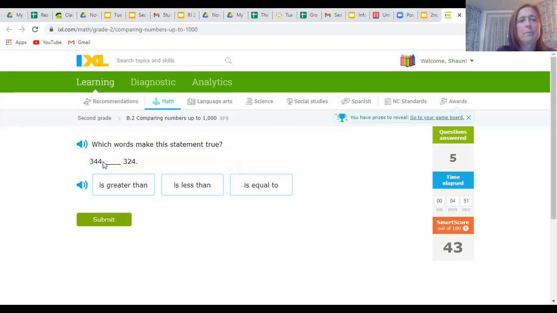All right, one more. Which words make this statement true? 344 and 324. Again, we look at the hundreds place. They both have 3 groups of 100. Then we look at the tens place. This has 4 groups of 10. This has 2 groups of 10. So we don't have to go any further. We know that 4 groups of 10 is going to be larger than 2 groups of 10. So we're going to say that 344 is greater than 324.